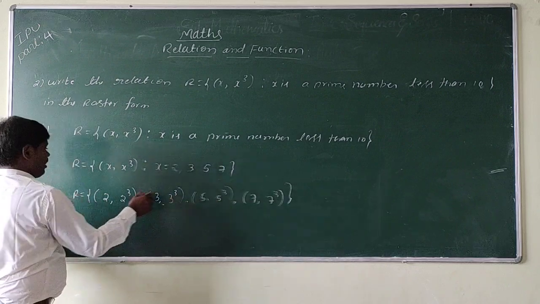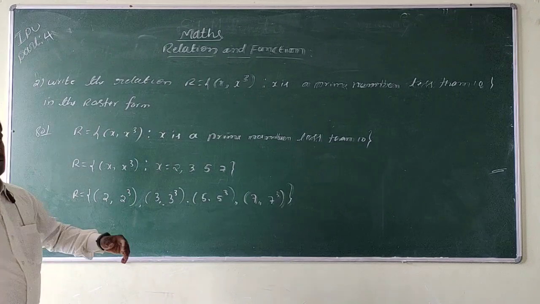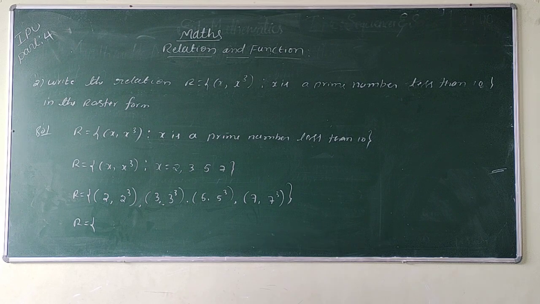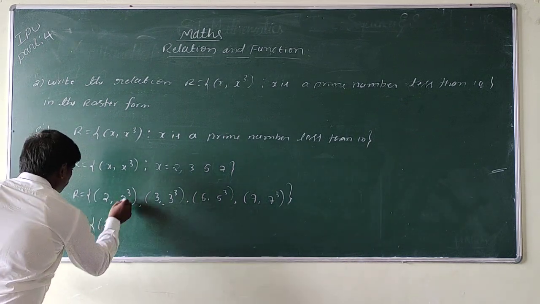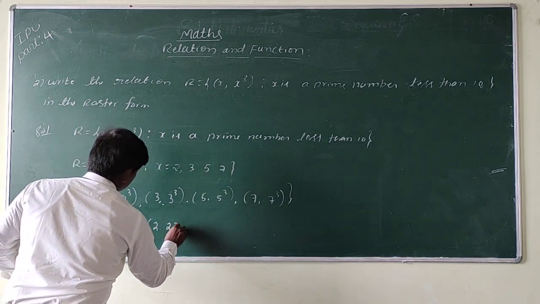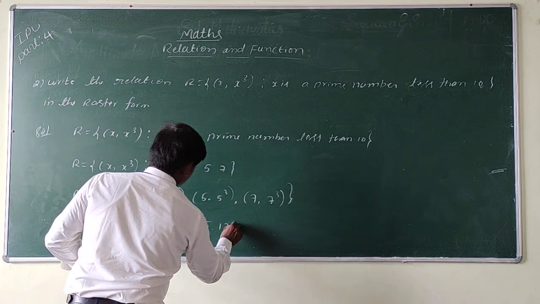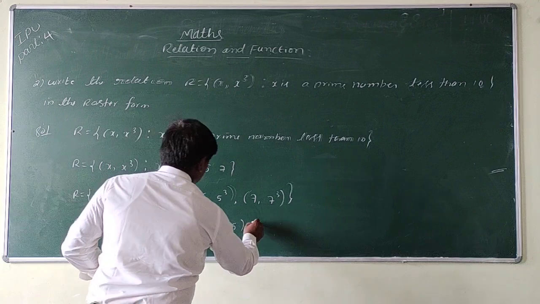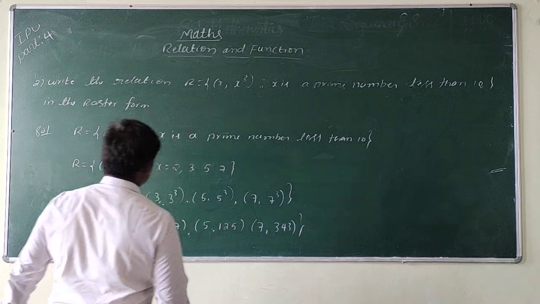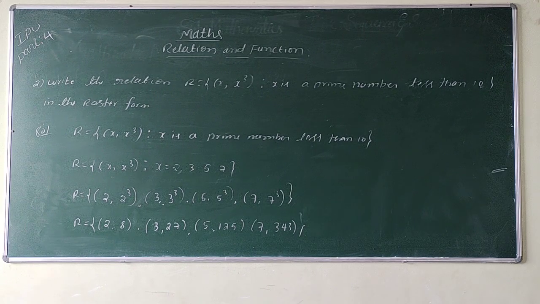Okay. So this is the required relation R in roster method. This can also be written as 2 comma 2 to the power of 3, which is 8, then 3 comma 27, 5 comma 125 and 7 comma 343. So this is the required relation R. Okay.